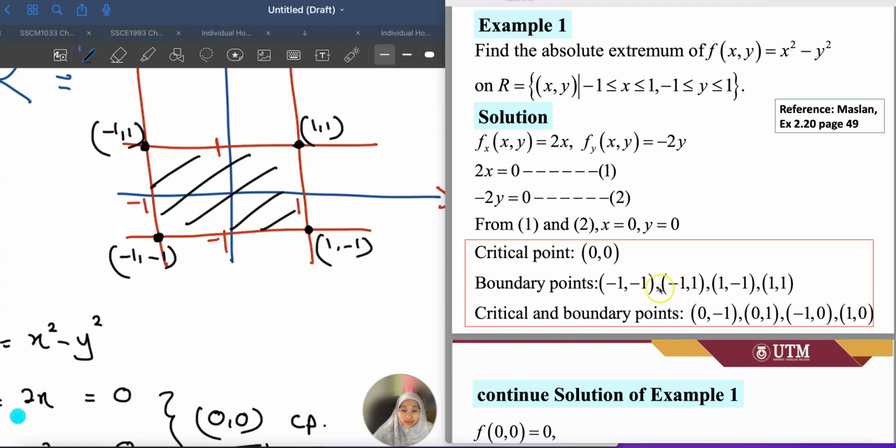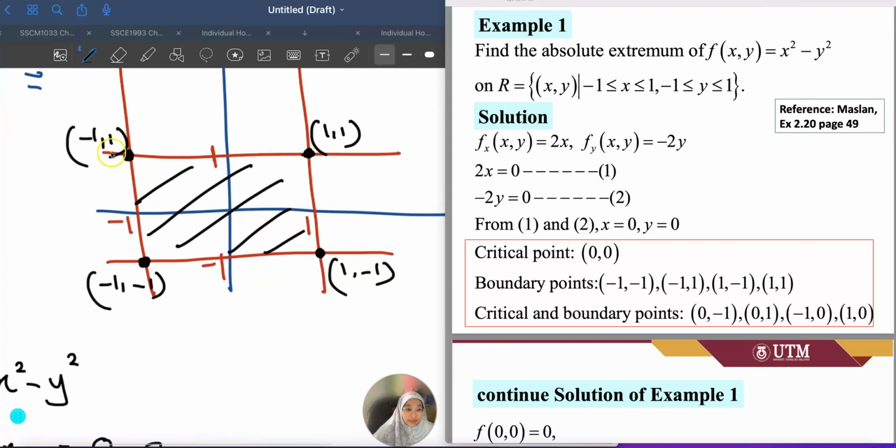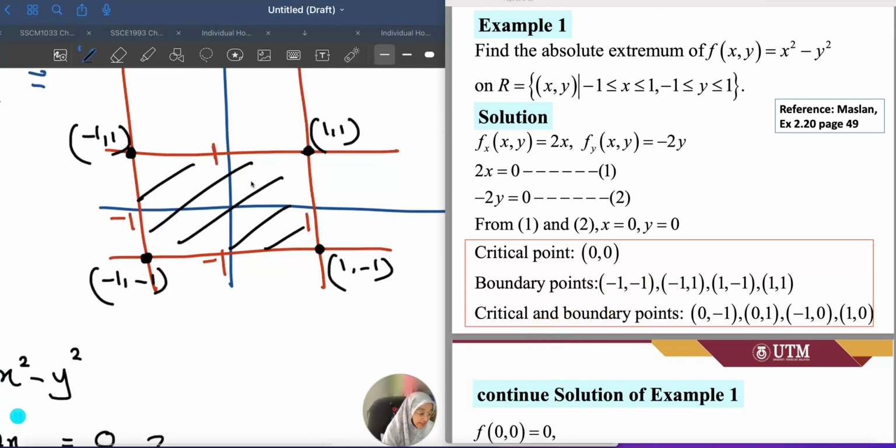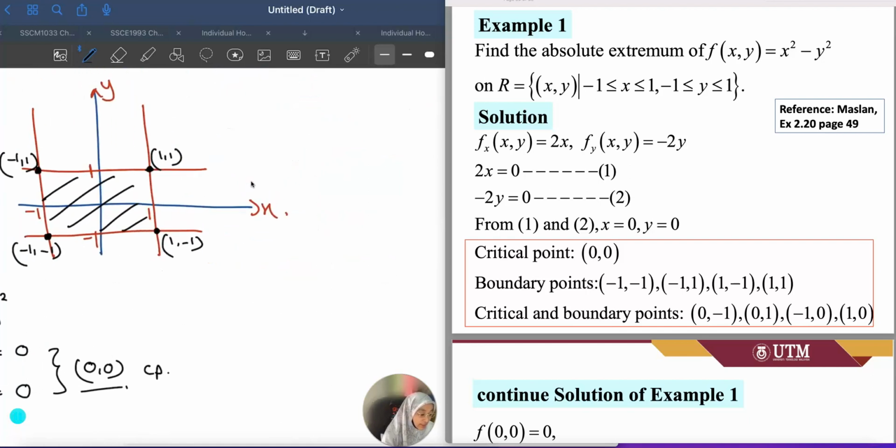Okay, so now the boundary points. From your sketch here, you have 4 points, which are listed here. And then you have to find the critical point along the line. You have 4 lines there. Let's give them names. This is line 1. That line 1 is at x equal to 1, isn't it?